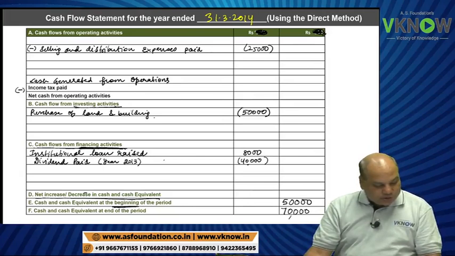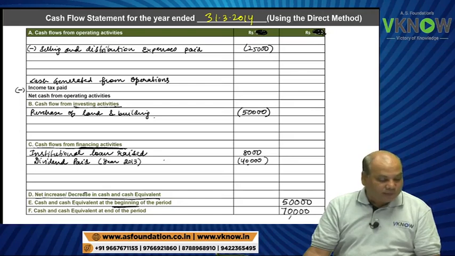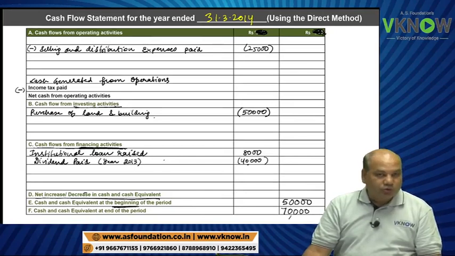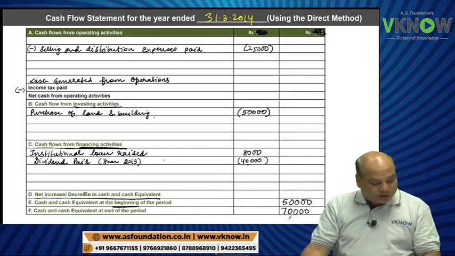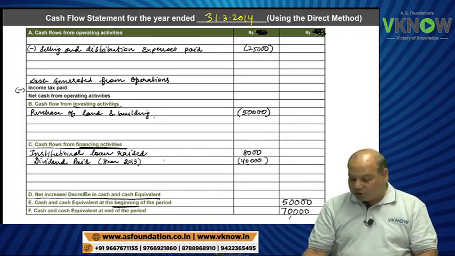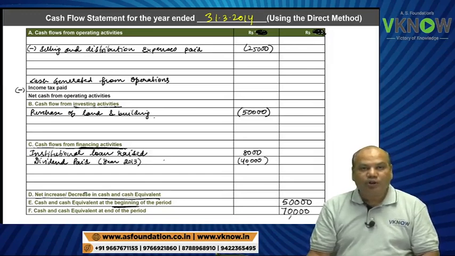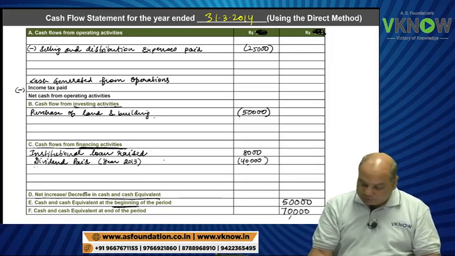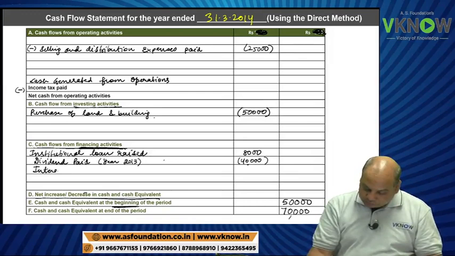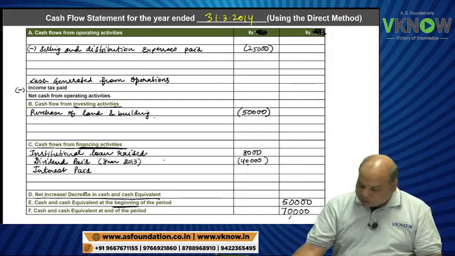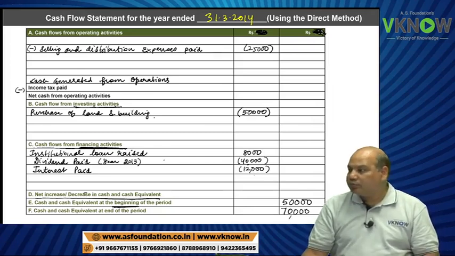Then what about this interest? Do we have any interest receivable or interest payable in the balance sheet? The answer is no. So this entire interest paid will go to financing activity. On the screen, point number C, financing activity, interest paid. Interest paid 12,000 in bracket, first column.